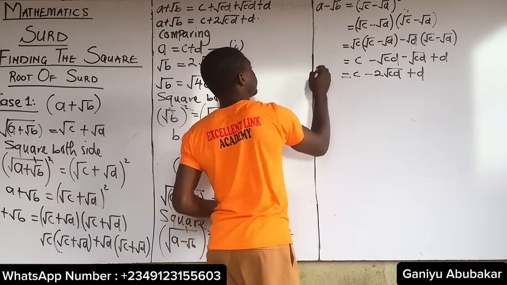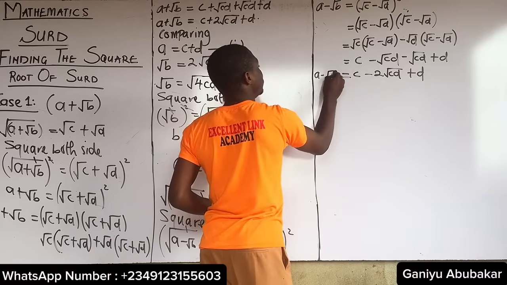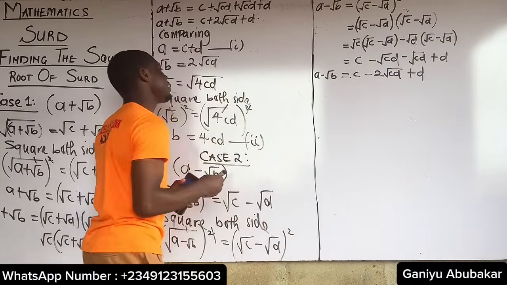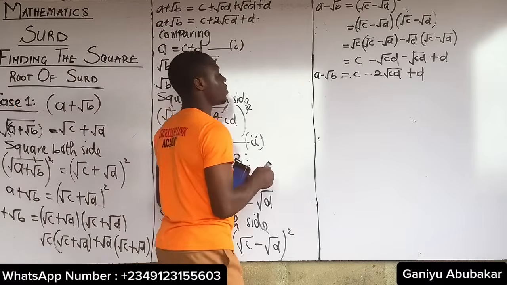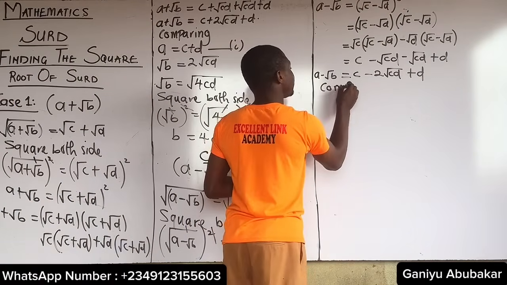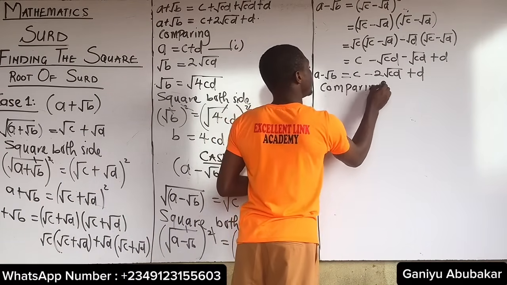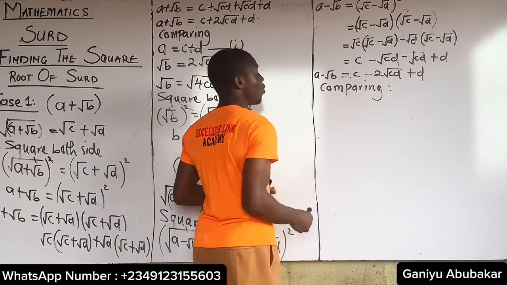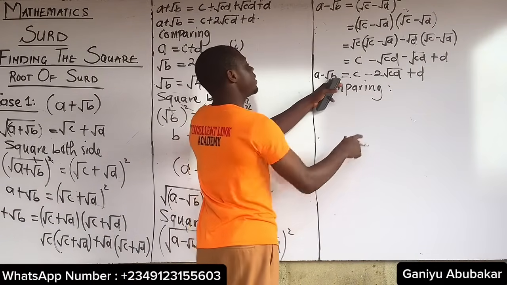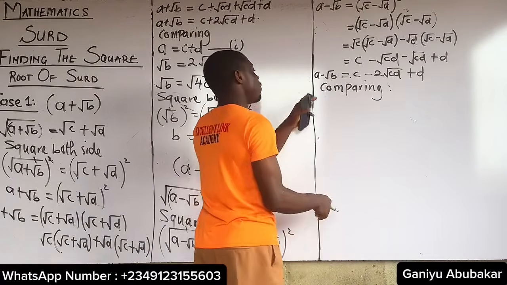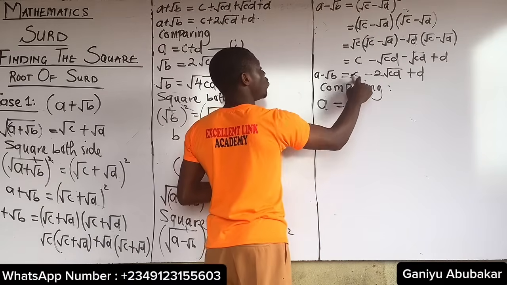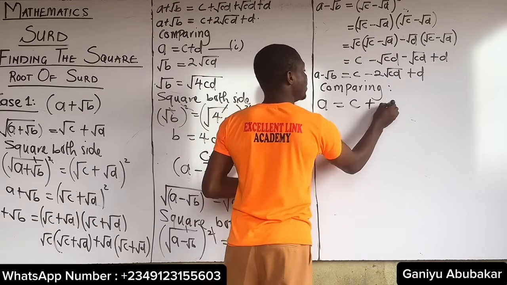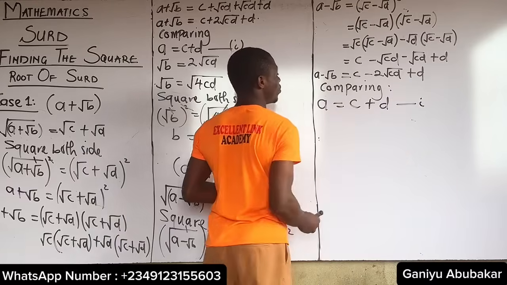So it means that I'll bring this one down here, a minus root b. What do you say at this point? Our next exercise was to compare. So what do we know when it comes to comparing? The one with square together and the one without square together. This is a is equal to what? c plus d. Call this one here equation 1.